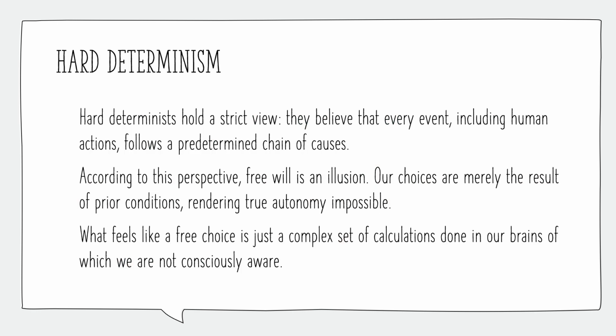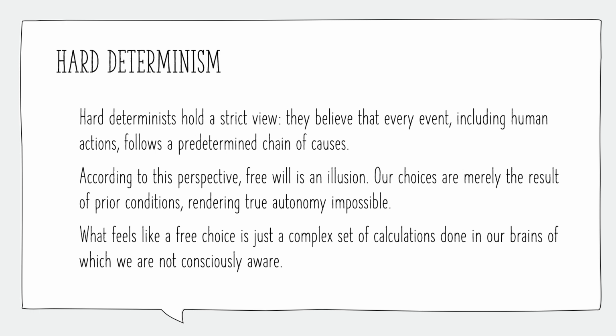All right, that was a very quick run through. Let's look at hard determinism. So simply put, hard determinists believe that every event, including human actions and human thoughts, everything follows a predetermined chain of causes. So everything that happens is caused by something else. Within this model, free will is not possible.